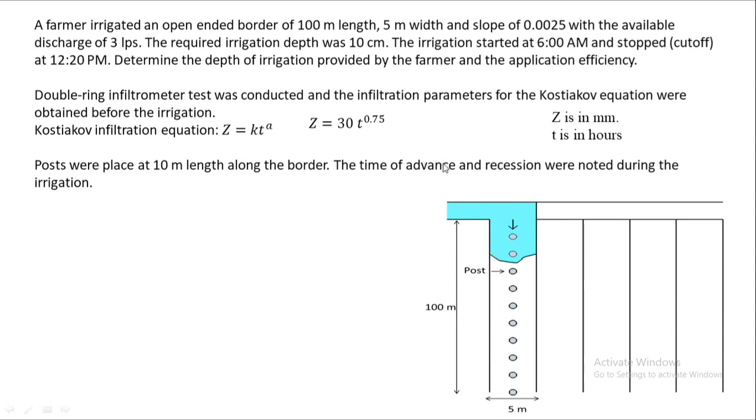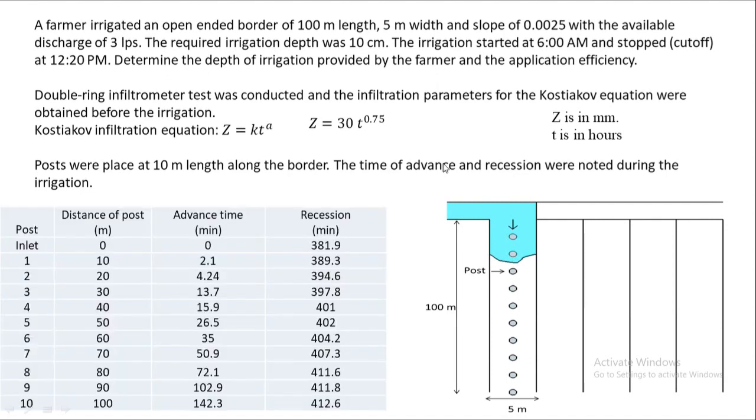The time of advance and recession were noted during the irrigation. It took water 2.1 minutes to reach the first post. Water reached the second post at 4.24 minutes, and after 35 minutes, the water reached the sixth post. The time of recession was also noted.